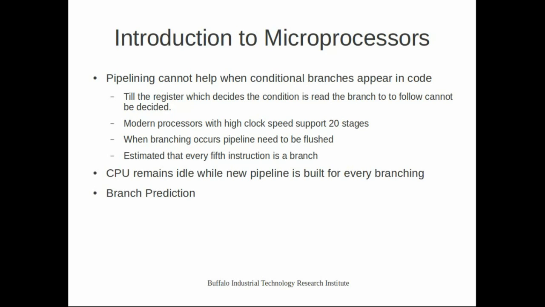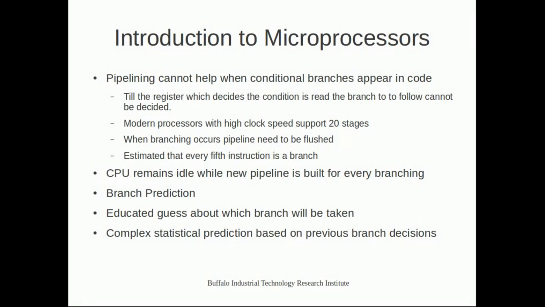A new technique called branch prediction was introduced to improve the performance. An educated guess was made about which branch will be taken when reading the register which decides the condition. Complex statistical prediction based on previous branch behavior was done by the hardware with good accuracy. When the predicted result is right, this improved performance, but there was a penalty when the guess is wrong: the pipeline has to be flushed and built again.